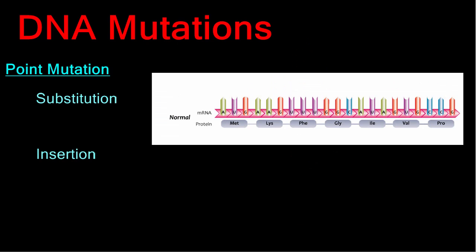Another type of mutation is called an insertion. An insertion mutation occurs when an additional nucleotide is added to the messenger RNA strand. A deletion mutation is just the opposite. During a deletion mutation, a nucleotide is deleted from the messenger RNA strand. Both insertion and deletions are examples of a frame shift mutation.